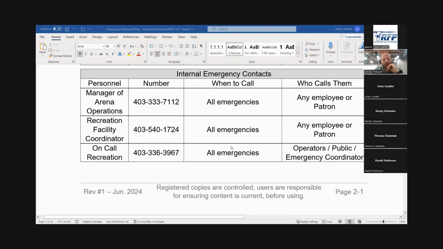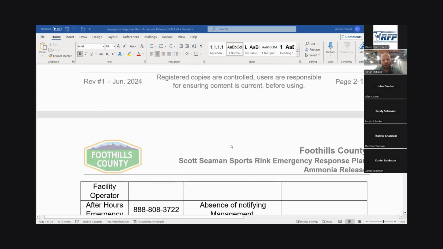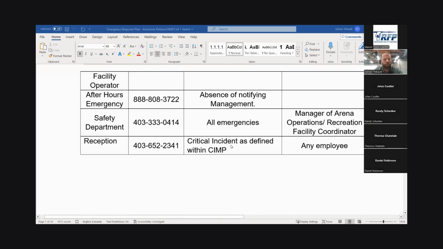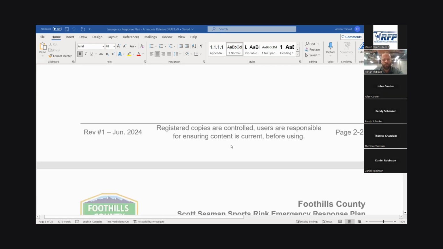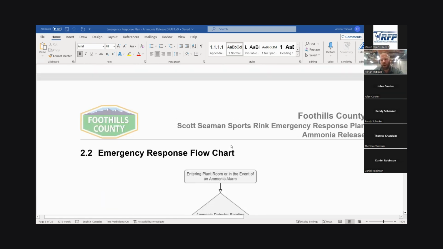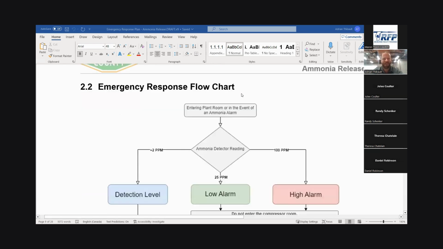Got emergency contacts, like all of our operators' numbers, management numbers, my number, after hours emergency, safety department, reception, that sort of stuff. If I'm going too fast for anyone, go ahead and put your hand up, or comment, or just tell me to stop if you have any questions. Okay.